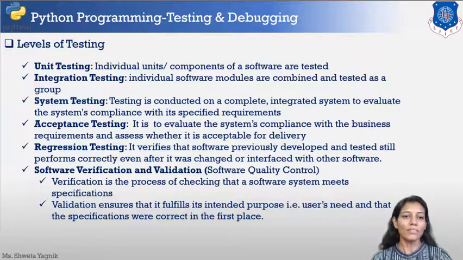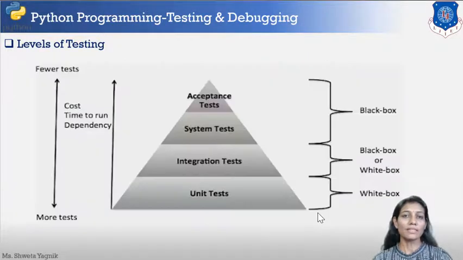So here verification is a process of checking whether the software meets the specifications or not, while validation checks whether the software meets the user requirements or not. Now we'll see in detail how different tests are dependent on each other and where they lie.